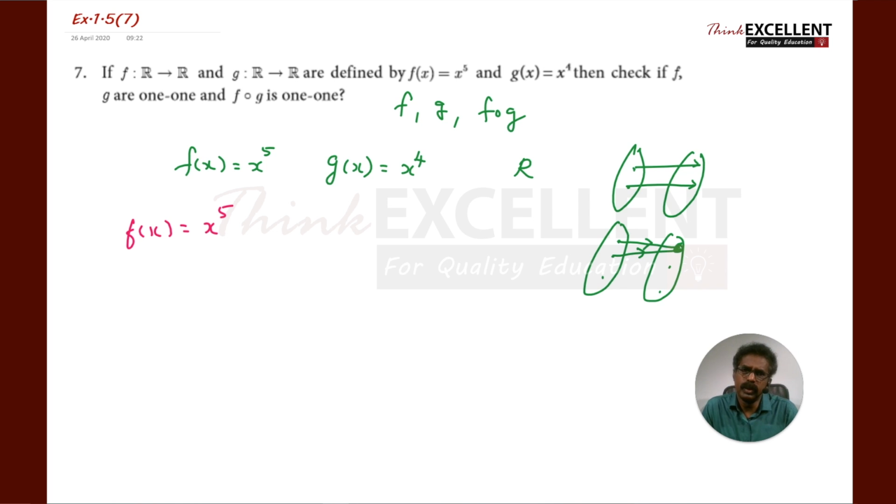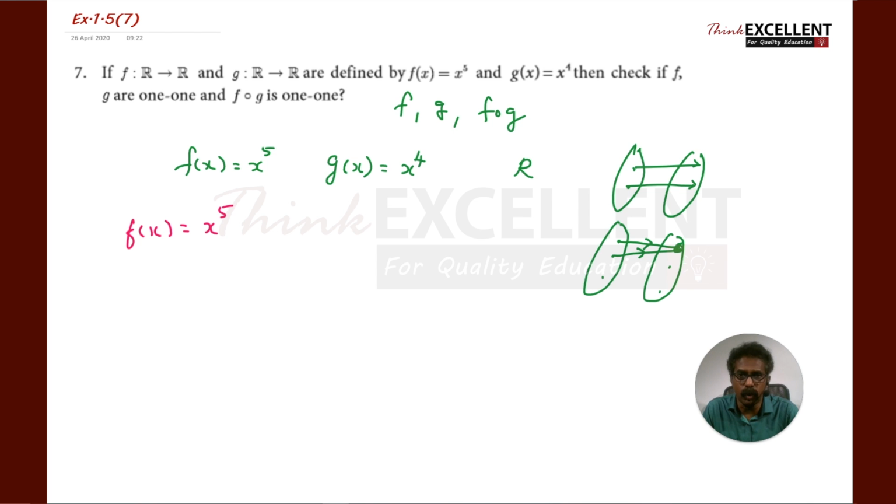Listen, we take two different elements. For example, f of 1. What is f of 1? 1 raised to 5 is 1. Then f of minus 1: for x you put minus 1, so minus 1 raised to 5. Minus 1 raised to 5 is minus 1, because it is multiplied minus 5 times, so it is minus.